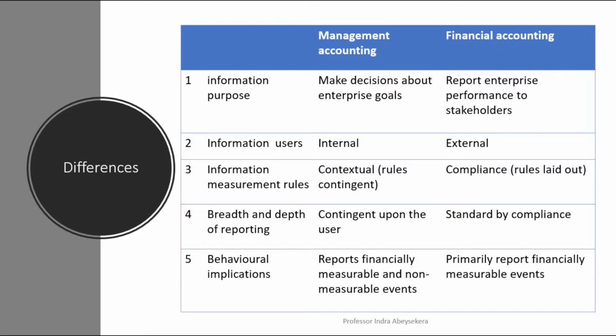Whereas in financial accounting, it's compliance-driven. The fourth is the breadth and the depth of reporting. In management accounting, it's contingent upon the user, whereas in financial accounting, there are standards to comply with, and the breadth and the depth are defined by the compliance requirements. The fifth are the behavioral implications. In management accounting, the financial and non-financial events are reported, even non-financial events that are not so directly measurable. But in financial accounting, because of the compliance requirements, primarily the measurable events are reported.